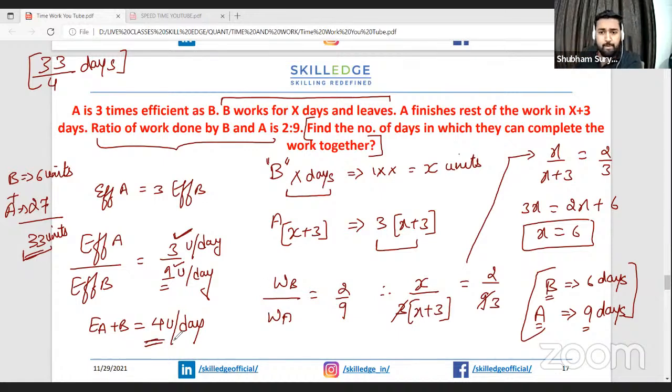So 4 units of work per day. So in 2 days, it's gonna be what? 4 into 2. Into 3 days, 4 into 3. So let's say in n days, the work gets completed. So if in n days the work gets completed, it's gonna be 4 into n is gonna be the total amount of work. Just equate it with the number 33, and that's how you can get the value of n as 33 by 4. Okay.